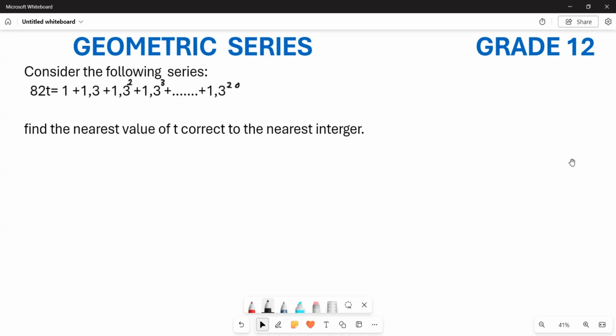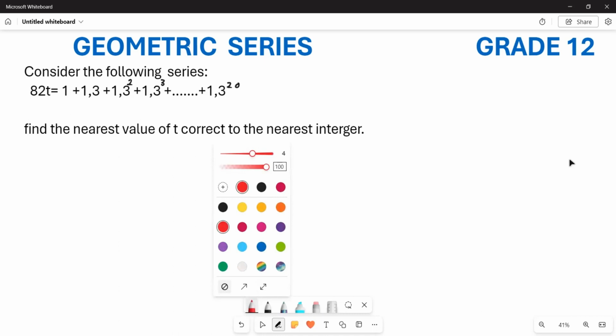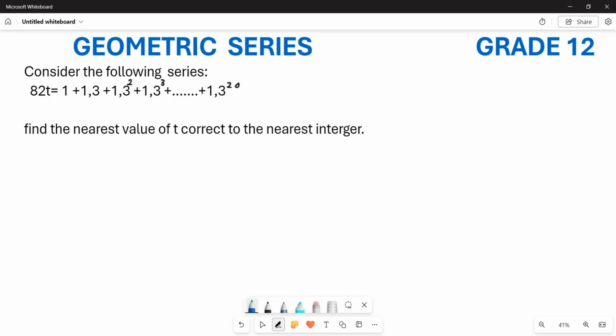Now, what is it that you're going to do here? They want you to find the value of t. How can you find the value of t? You're going to stick to the rule of thumb. Start by finding the value of your r first. Remember, this is a geometric series, so you're going to look for your constant ratio. How do you find it? It's term 2 divided by your term 1.